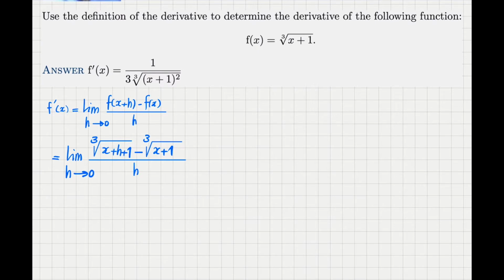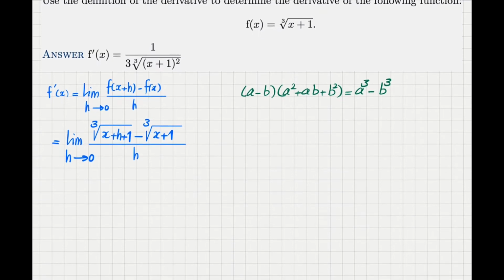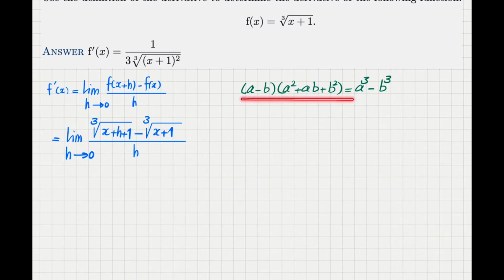So let me write it here. We know that if I have a minus b multiplied by a squared plus ab plus b squared, it will give you the third power of the first one minus the third power of the second one. So you need to remember this identity. This is a very useful identity.